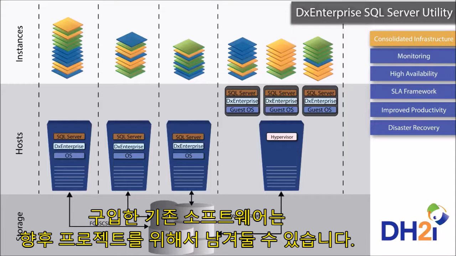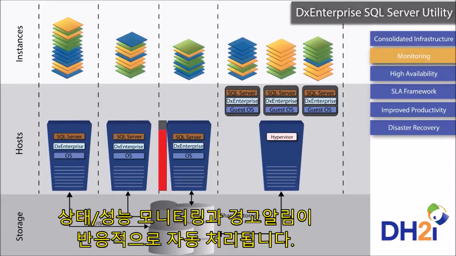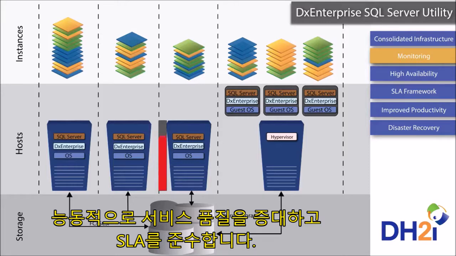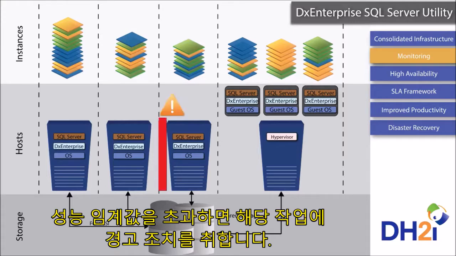The second benefit of DxEnterprise is the ability to do health and performance monitoring and alerting with reactive and proactive automation. Proactively, the utility will enforce quality of service and keep SLAs in compliance. Reactively, it will also do health-based alerting, taking certain actions when a threshold is exceeded.